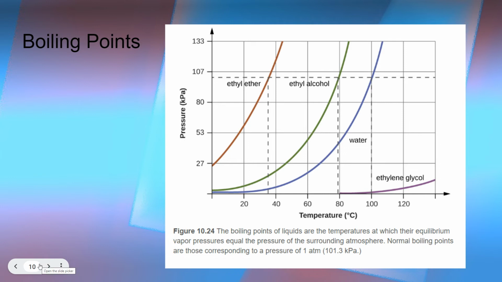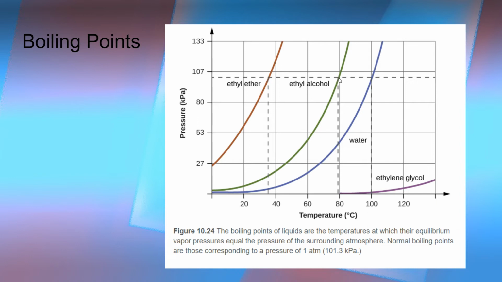So just looking at some common liquids and their boiling points, we've got ethyl ether. Ethyl ether, at our standard pressure, which is 101.3 kPa, has a boiling point of below 40 degrees Celsius. Humans actually run at roughly 32 degrees Celsius. So ethyl ether almost boils at the temperature that humans are at. So it's a very, very low boiling point.